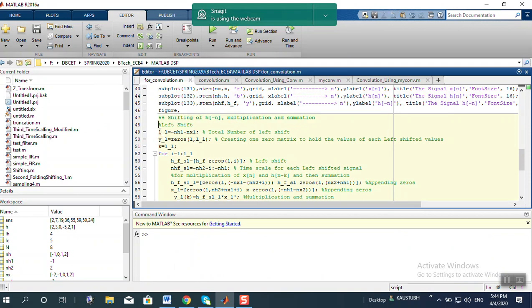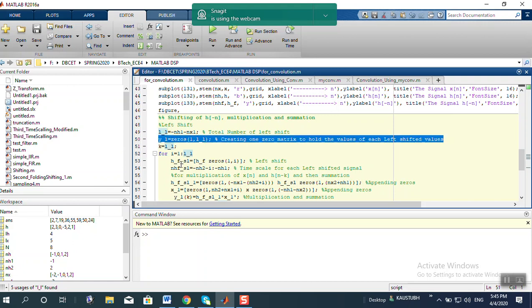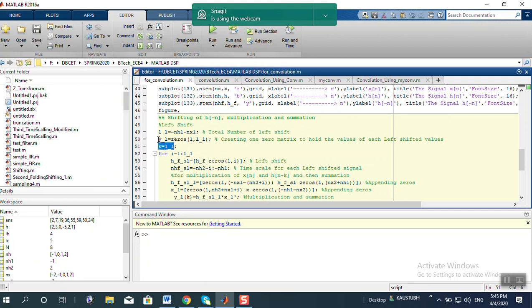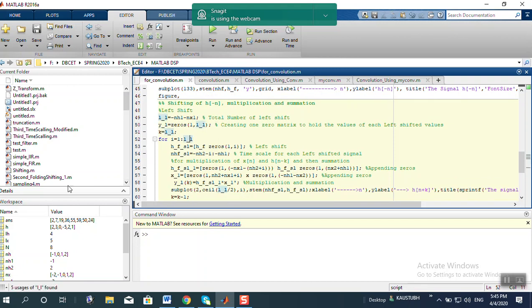So for the left shift, I am using the variable l underscore l, which is minus nh1, the starting point of h, and minus nx1, the starting point of x. Again I am creating a zero matrix with that length. How many? 5, LL will be 5. So 1 comma 5, that is a zero matrix with 5 zeros will be created. Then I have initialized a variable k with that value. Suppose this becomes 5 for this particular example, so k becomes 5 now. Okay, now for i equal to 1 through 5.